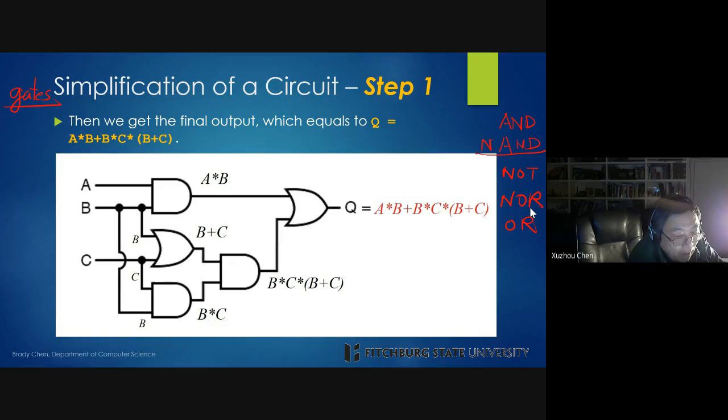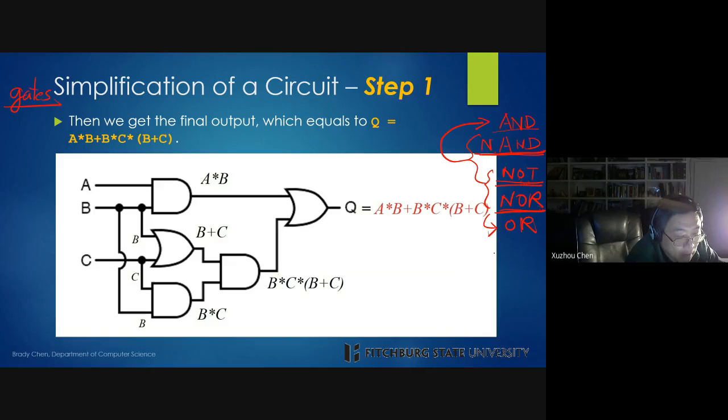There are a couple of different gates. So these NAND gates can be built using two switches, and you can use one switch to build a NOT gate. And so NAND gate plus the NOT gate, you can use these two gates to build an AND gate. And also you can use two switches to build a NOR gate. And then NOR gate plus NOT gate, you can build an OR gate.